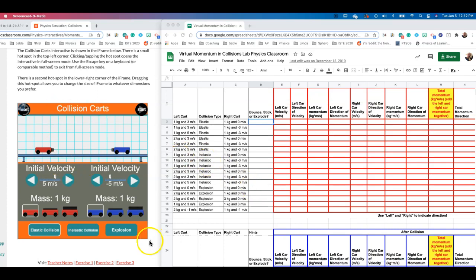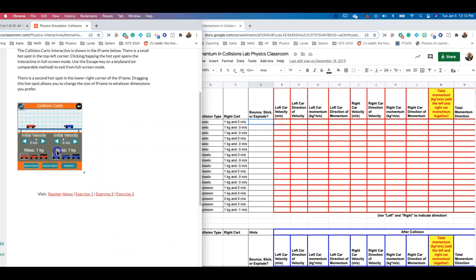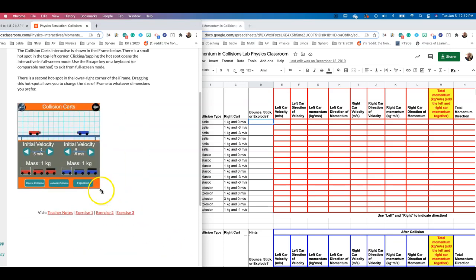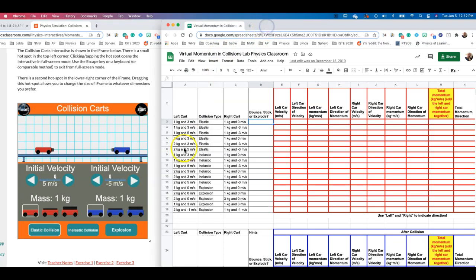You'll see that the simulation, you can make this bigger and smaller depending on what you do here. So if it's really small and you can't see it, easiest thing to do is grab that little draggable down in the bottom right and drag it so that you can see it.